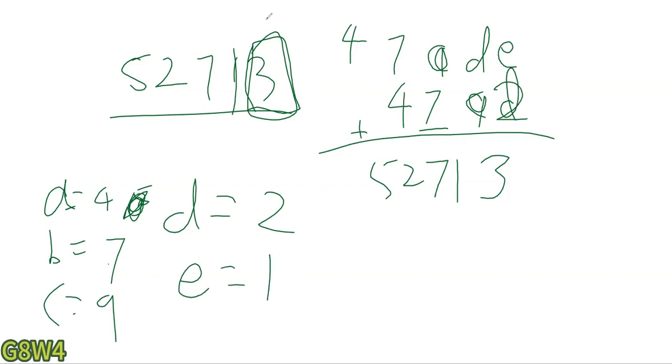Because 1 plus 2 is 3. So then we get 4 plus 7 plus 9 plus 2 plus 1. 2 plus 1 plus 7 is 10. 10 plus 13 is 23. So the answer is 23.